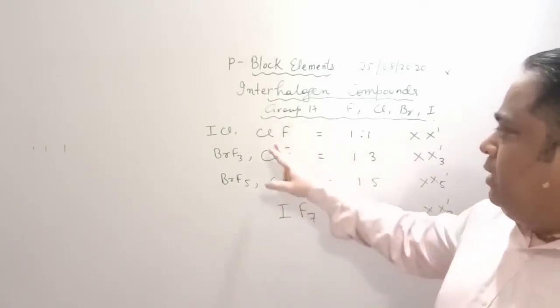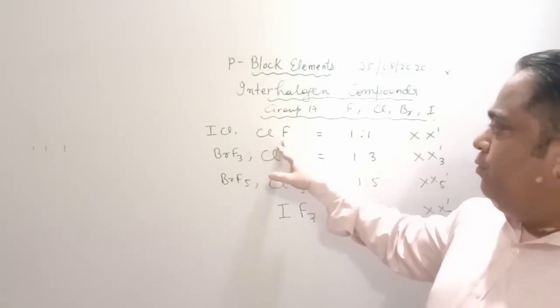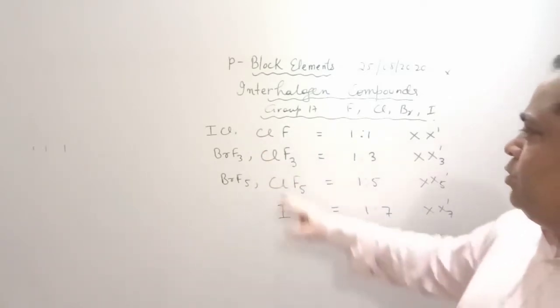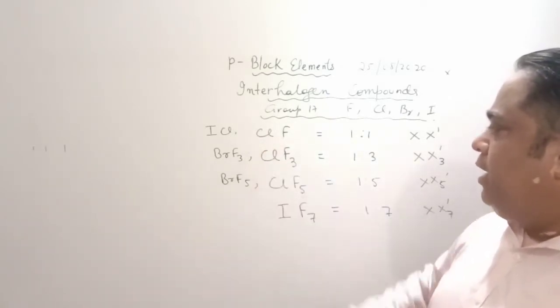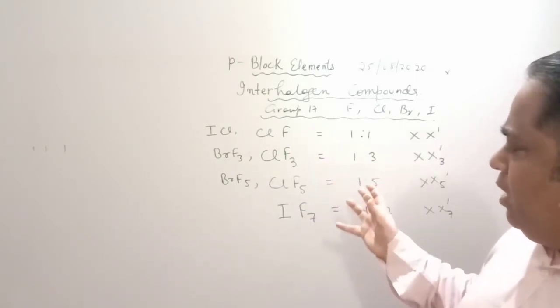Okay. Now when we see chlorine and fluorine, ClF, it seems that this molecule will be linear, but it will not be linear. Okay. So we will see how it is, like not linear, what will be its shape. Before that we will quickly see how they are prepared.